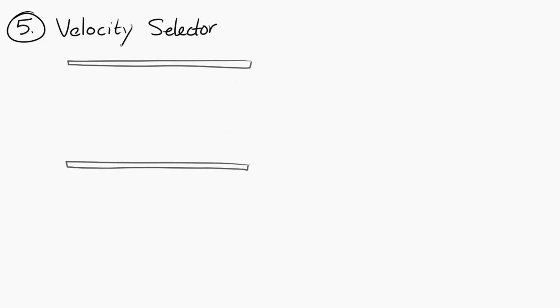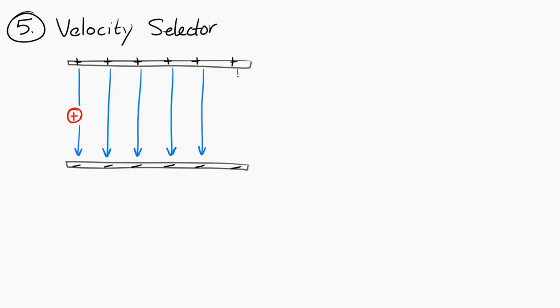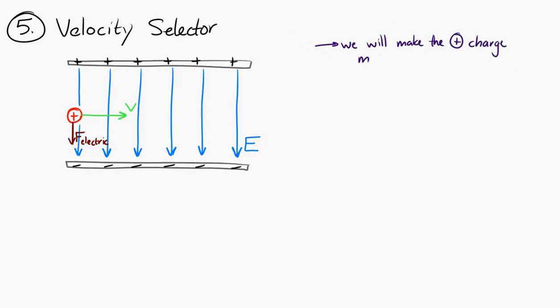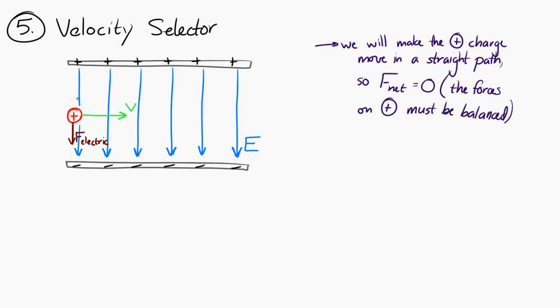And application number 5, the velocity selector. Here we're going to have an electric field and a magnetic field brought together. So here's the setup. We have 2 charged plates, positive, negative, and we're going to send a positive charge horizontally between them. So there's an electric field, and if a positive charge moves through it, it's going to experience an electric force in that direction. But what we want is to get this positive charge to travel in a straight line. And in order for that to happen, there needs to be another force opposite the electric force. So we're going to set up a magnetic field that somehow is going to do that.